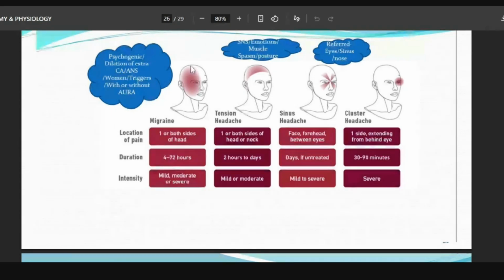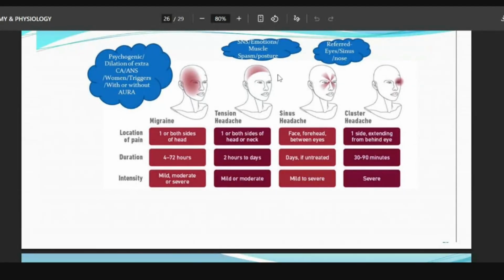It usually happens on one side, but in certain people, it happens on both sides. It happens more in mid-age women compared to men. And the duration is 4 hours to 72 hours. It can be mild, moderate, and severe.